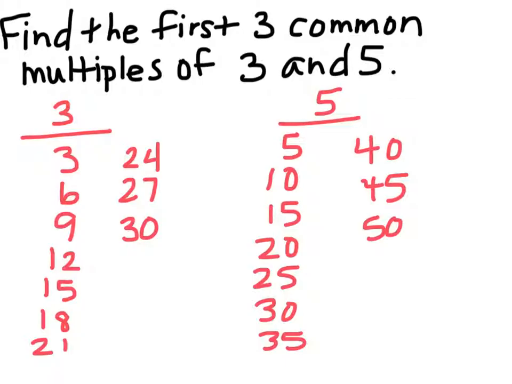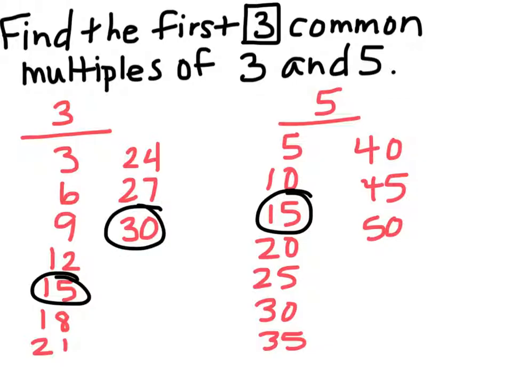So the question is simply asking us to find the first 3 common multiples. So let's begin looking for our common multiples. 15 and 15 are common to each list. 30 and 30 are common to each list. And it looks like I didn't go far enough to find the first 3.